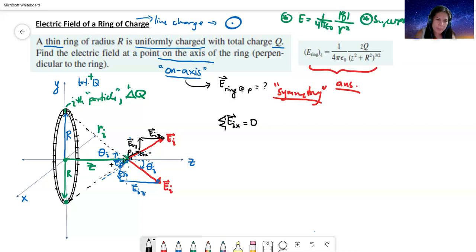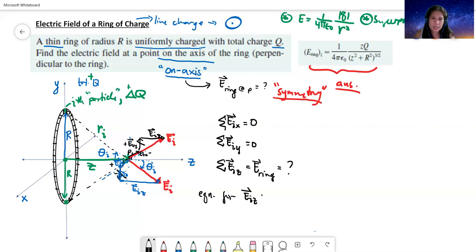Okay? What about the Y? You have EY going up, but this one is going down. Negative. So this gets canceled, and this is canceled. Then by symmetry, we are saying that EIY component is also zero. What is left are the two components of the Z. You have this one and you have this one. So therefore, we say that the summation of the Z component of all the EIs because of all the segments here, that will now be equivalent to the electric field of the ring at point P. So ito ngayon ang hahanapin natin. We will establish an equation for E sub I Z so that we can have something to sum up on. Okay, so ayan na, dyan na ngayon tayo mag-start ngayon.